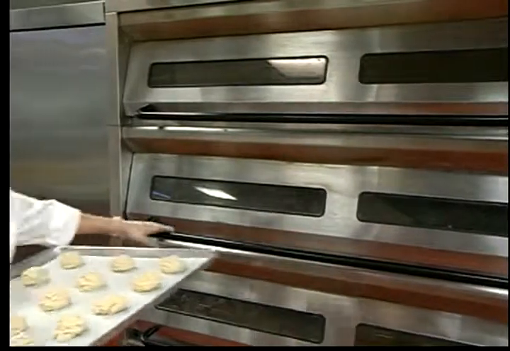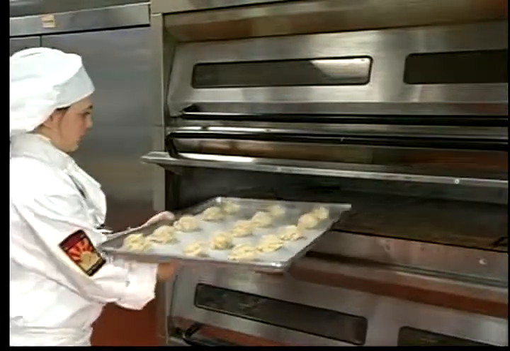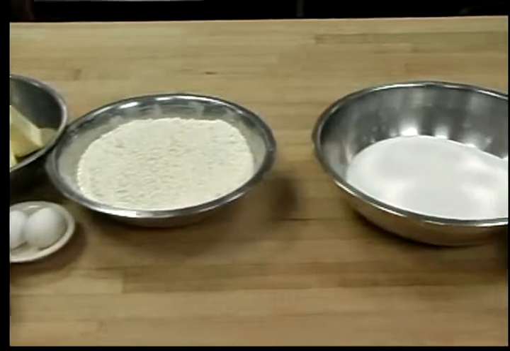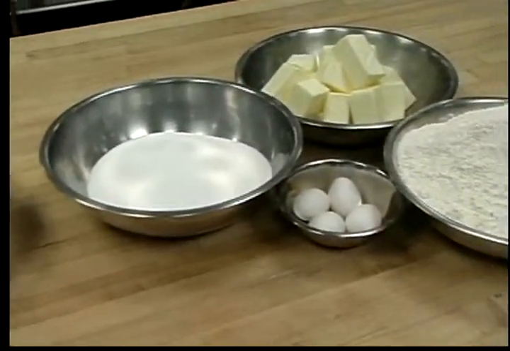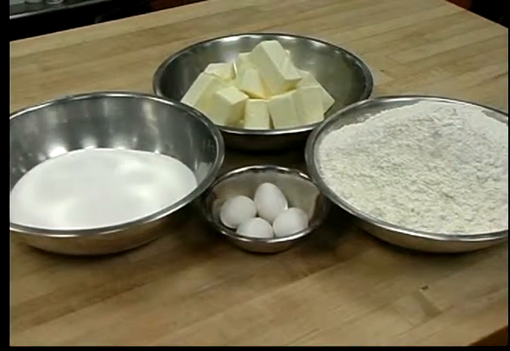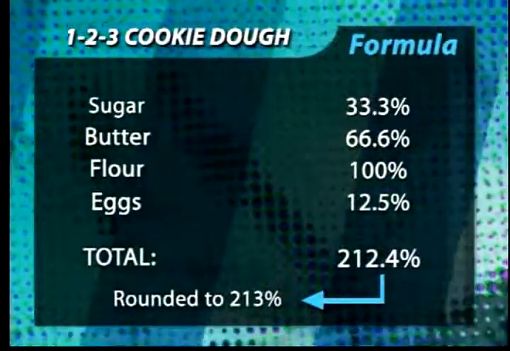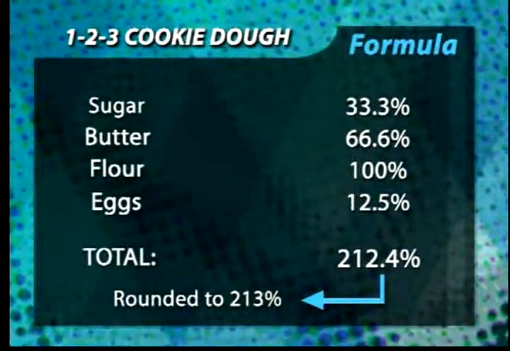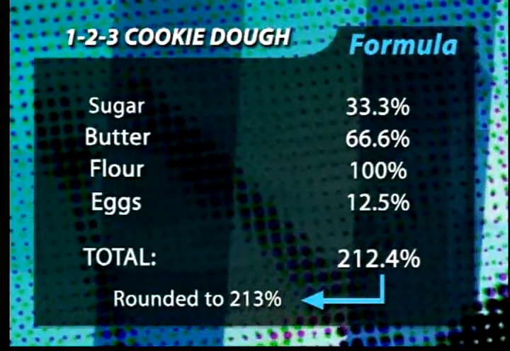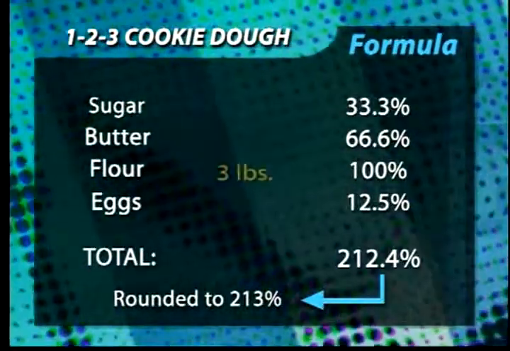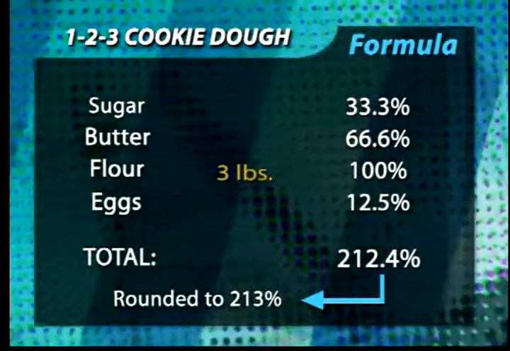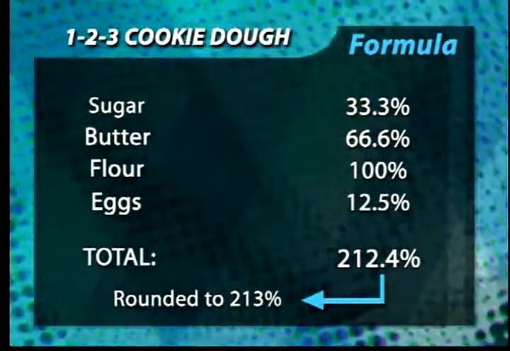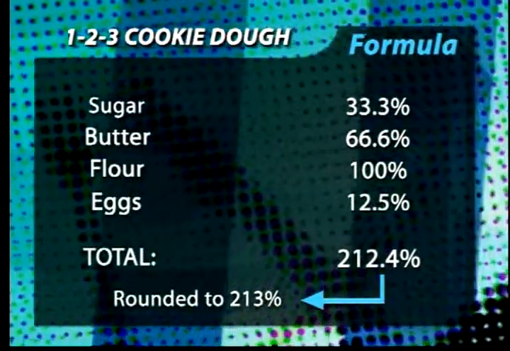This 1-2-3 formula expresses the relationship of the ingredients in the formula. Using baker's percentage, you can do the same thing. That is, you can make a formula using any quantity of flour. Here is the 1-2-3 dough recipe expressed only in baker's percentage. Using only the percentages, you can create a formula for your specific needs, whether using 3 pounds of flour or 300 pounds of flour.